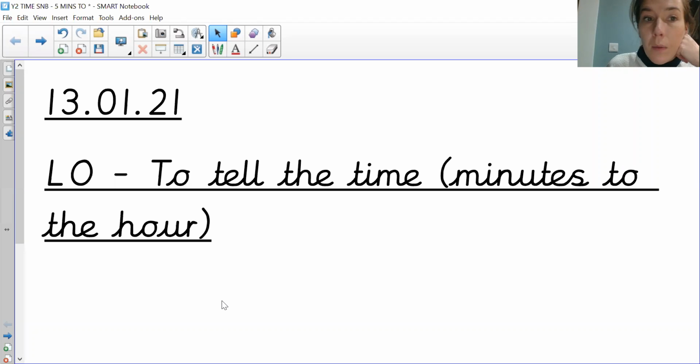Hi everybody, so maths time now, continuing with our work on time. Yesterday we focused on minutes past the hour, but today we're going to look at minutes to the hour.